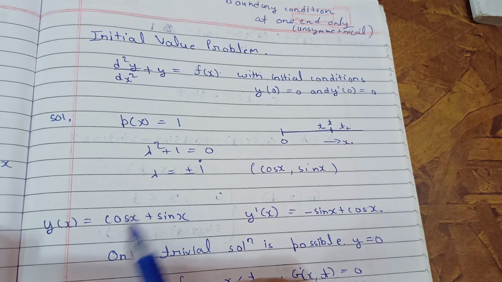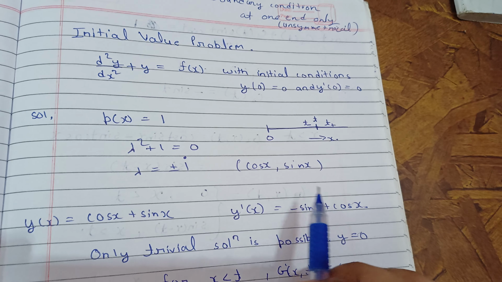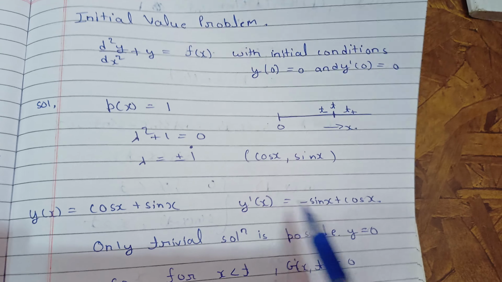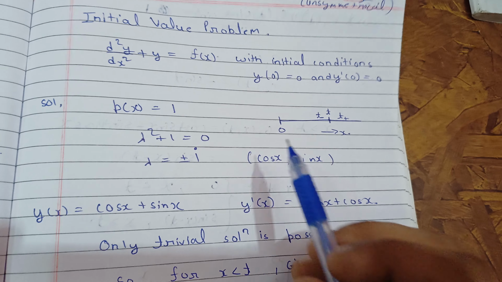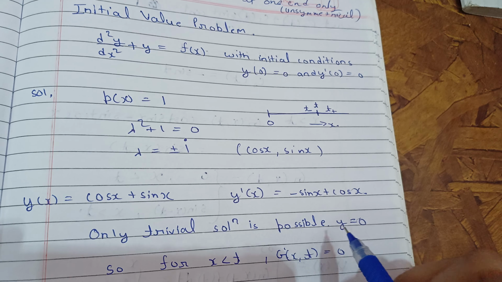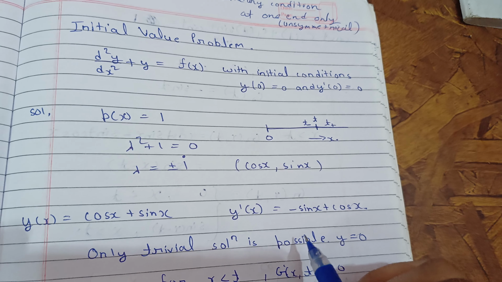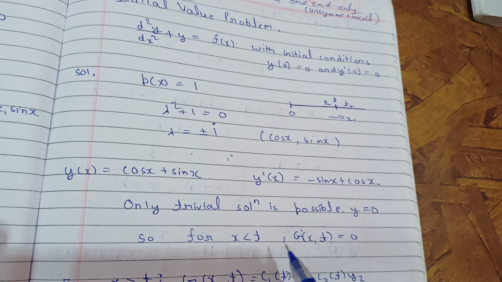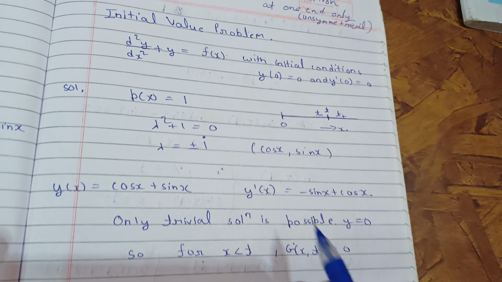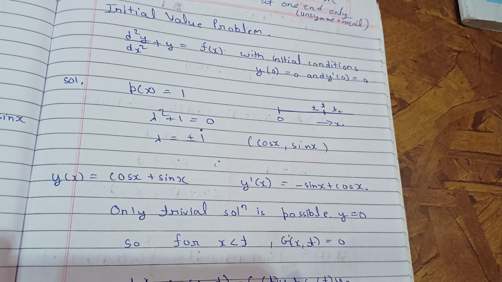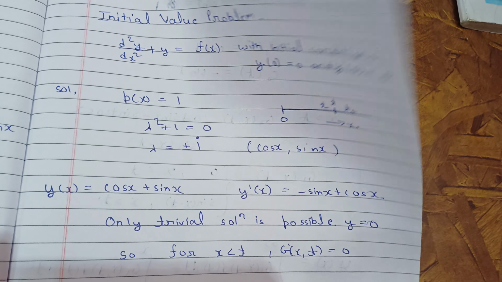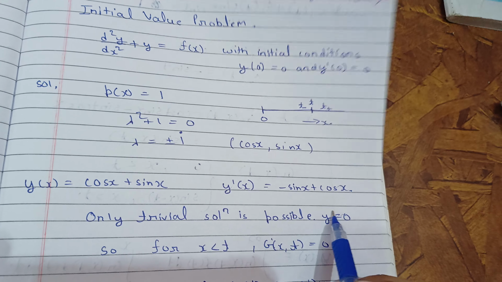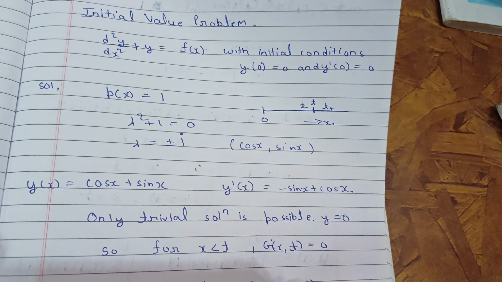Then we will assume that for t negative, only the trivial solution is possible for this case, that is y must be equal to 0. Simply this is the solution, y equal to 0. This is the solution for x less than t, and this will be your Green's function, that is g(x,t) equal to 0. For this kind of case, this will be your solution, g(x,t) equal to 0. Must remember this case: when no other solution is possible, the trivial solution y equal to 0 holds. So for x less than t, g(x,t) must be 0.